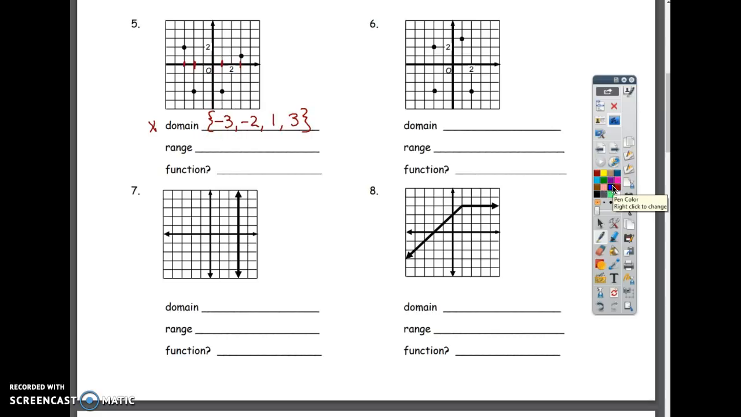I'm going to do the range numbers in blue. The lowest point is here. Both of these points are on the same y line. That is negative 1, 2, 3.